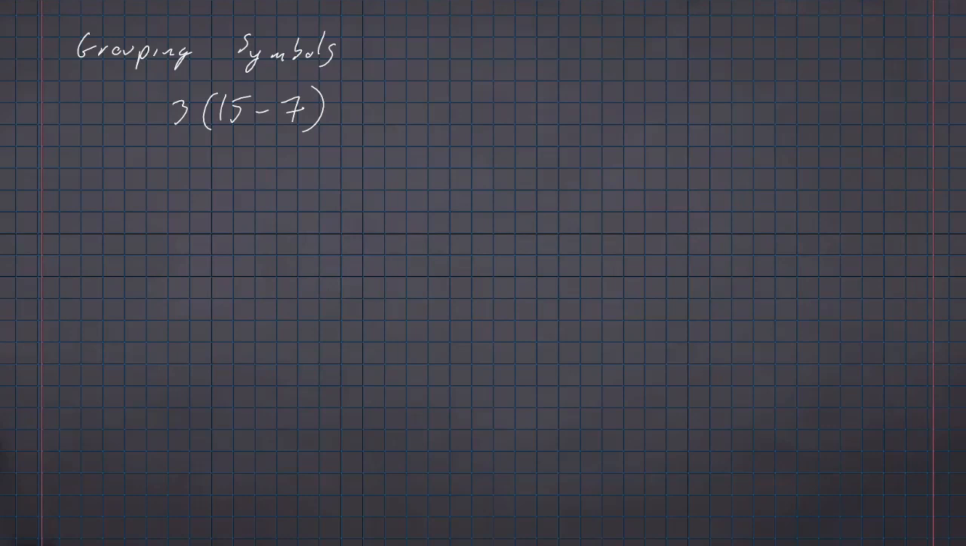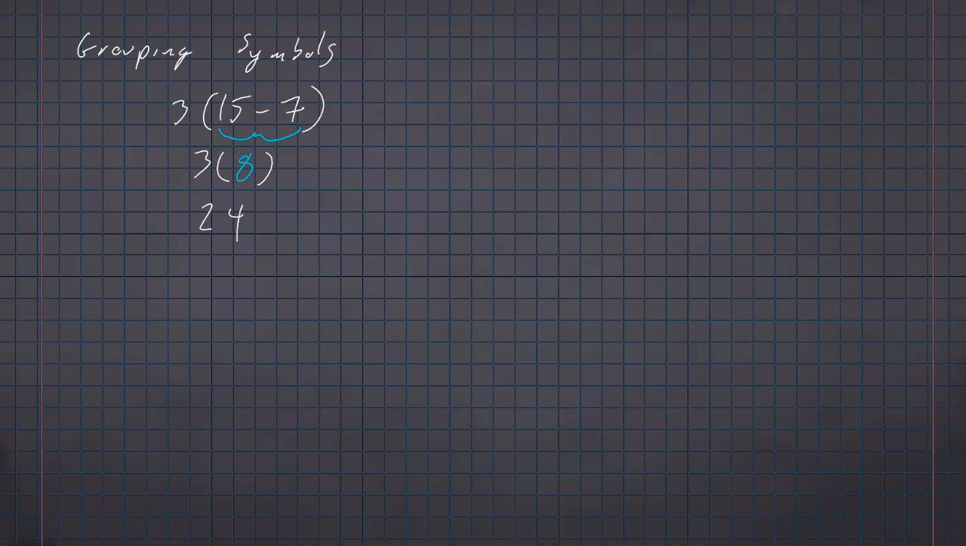But here we have these parentheses, and there's subtraction going on in parentheses. Even though the order of operations says do multiplication before you do subtraction, the subtraction is in parentheses, so we do that first. 15 minus 7 is 8. And then we have 3 times 8, which is 24.